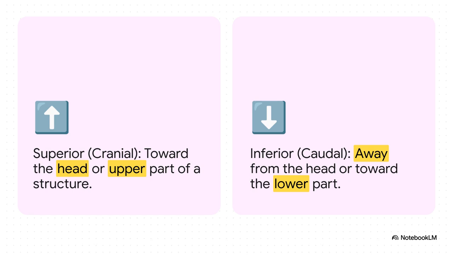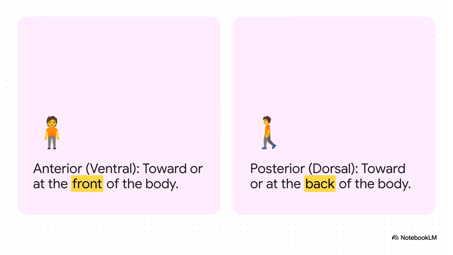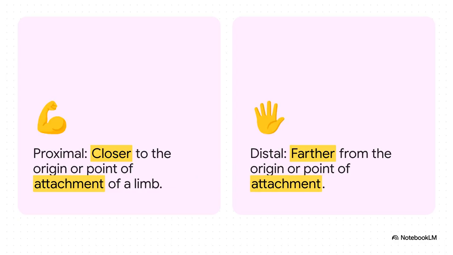See? Pretty simple. Next, we have front and back. Anterior is anything toward the front of your body, and posterior is anything toward the back. So your belly button is on your anterior side, and your shoulder blades are on your posterior side. Now, this pair is perfect for your arms and legs. Proximal means closer to where the limb attaches to your torso. Distal means farther away. So for your arm, your shoulder is the most proximal part, and your fingertips are the most distal. It's all about perspective from the point of attachment.